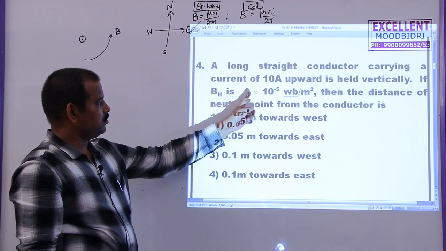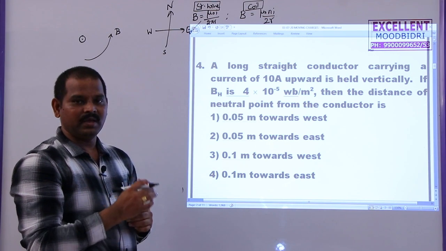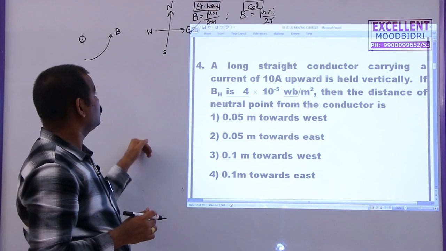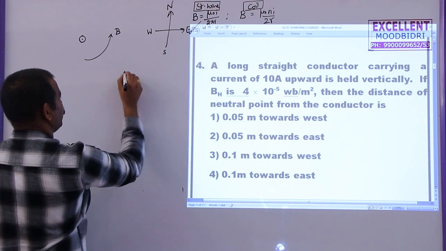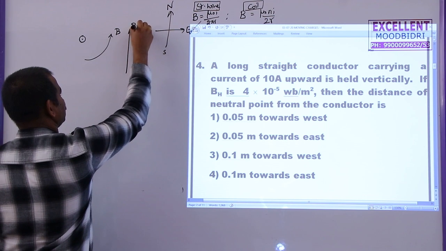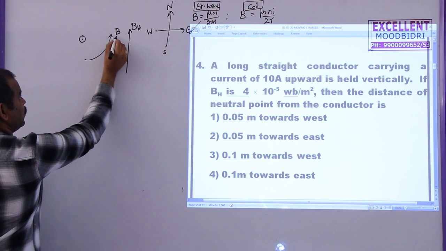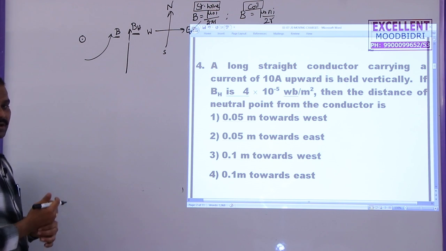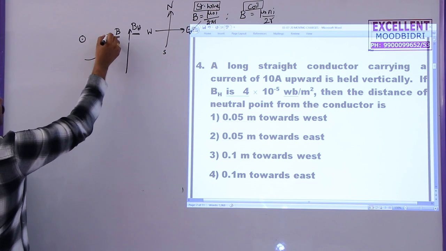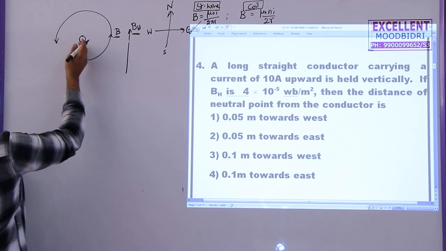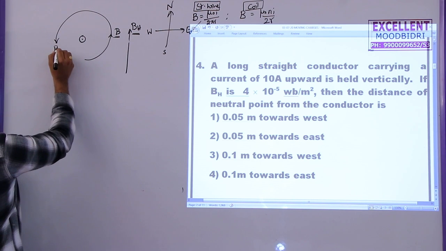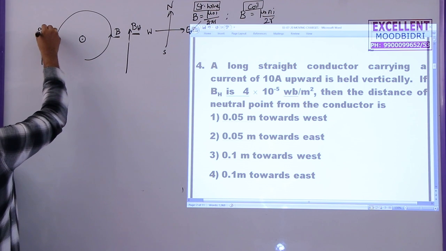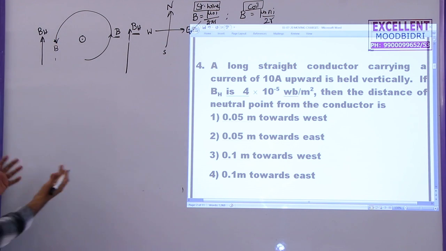The BH value is 4 into 10 to the power minus 5. BH is the horizontal component of the earth's magnetic field, which always acts from south to north. Here BH will also act in this direction. Here the field due to the wire and the field due to the earth are acting in the same direction, so the net field cannot become 0. But what about the field here on the left side of it? Here B is acting downwards at this particular point and BH is acting upwards, so these two will be equal and opposite.